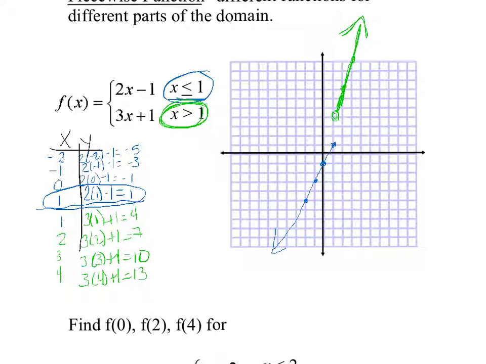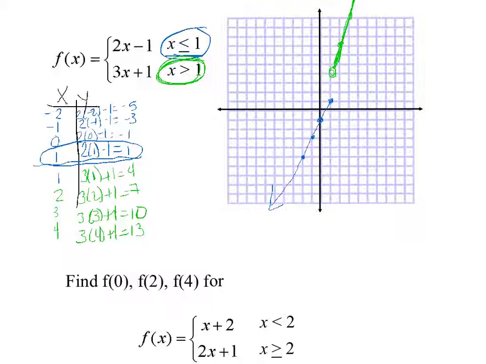So this is the graph, and it just depends on where you are on the graph for which your value is going to be. So you see the next question here says, find f of 0, f of 2, and f of 4. Now what's tricky about that is you have to know, are you using the top equation or are you using the bottom equation?